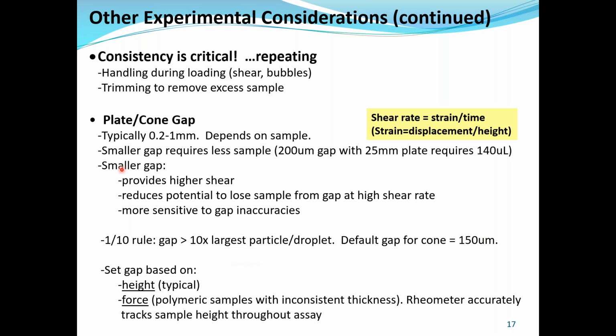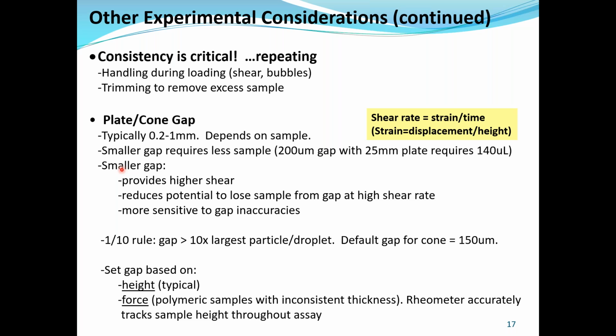Other experimental considerations are, again, consistency is critical. I know I'm repeating this because it is very critical. We also need to think about the plate cone gap. Typically, I like to work around 0.2 to 1 millimeters, and it depends on the kind of sample. A smaller gap requires less sample. Sometimes the client just doesn't have much sample to spare.